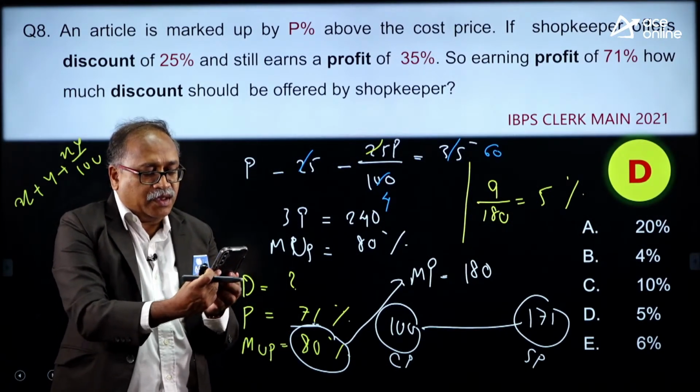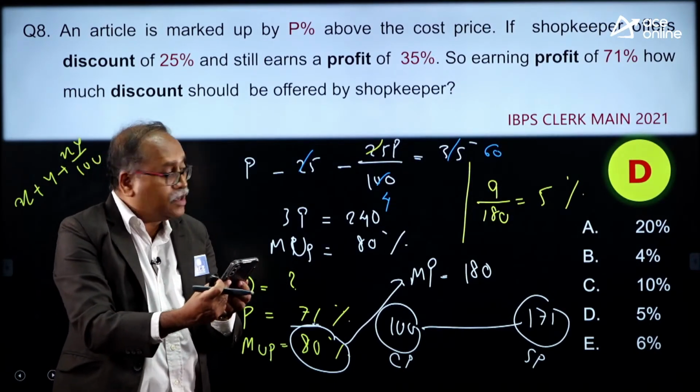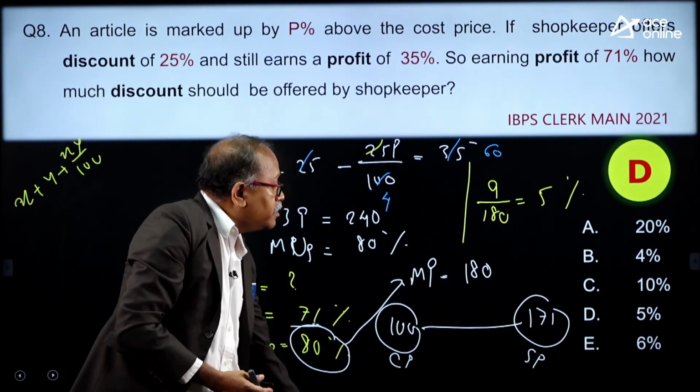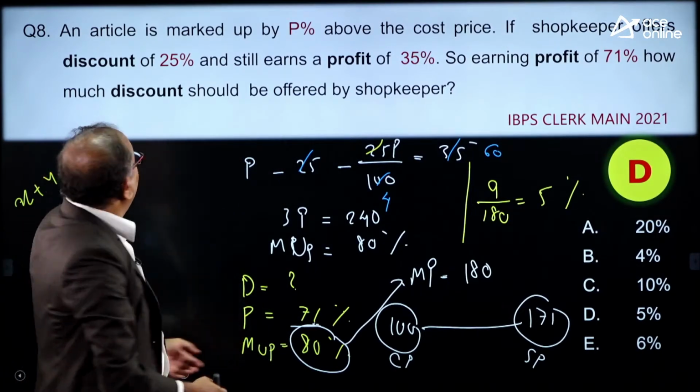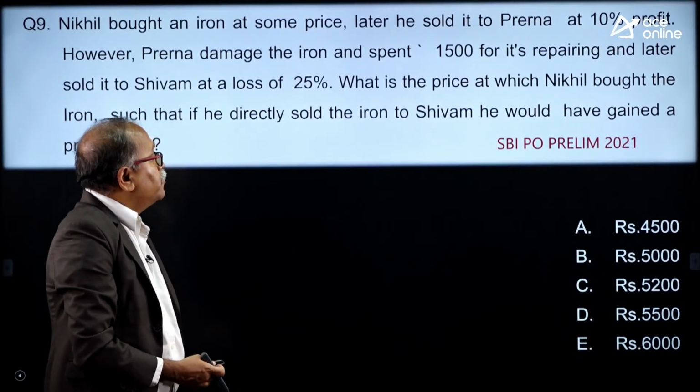Hope my friend understood this. Okay, that is great, Natarajan, 5%. That is right. Moving on to the last question of the class.